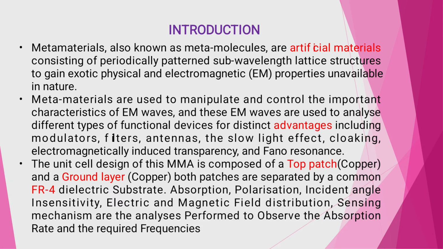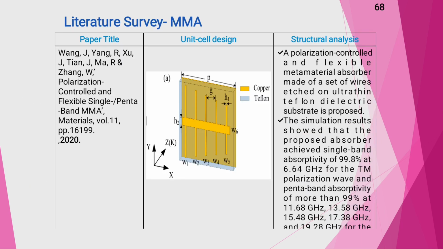Generally the metamaterial absorber has three layers: top resonator, middle dielectric substrate and bottom plane. The dielectric substrate is placed between the bottom ground plane and the top patch. In general, the top patch and bottom metal are copper, and the middle dielectric substrate is FR4, because we are choosing the microwave region. In microwave applications, FR4 will support. So this is the literature survey.